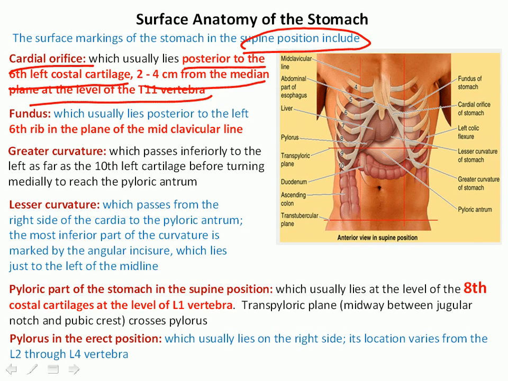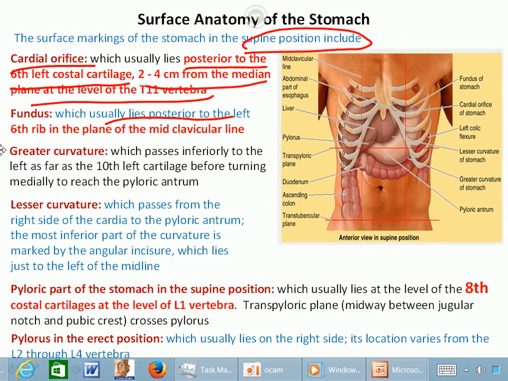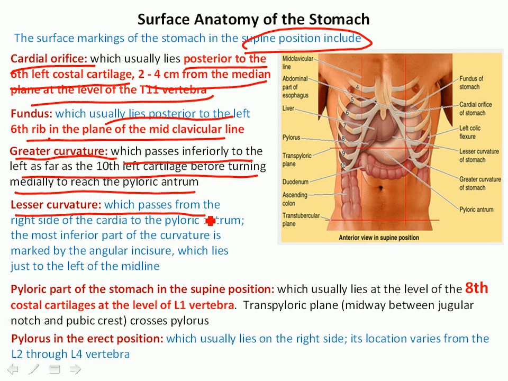Fundus. Usually it's not a big issue to find the fundus on X-rays because it contains air, so you will see a gas bubble. Normally, the fundus lies posterior to the left sixth rib in the plane of the mid-clavicular line. The greater curvature passes inferiorly to the left as far as the 10th left cartilage before turning medially to reach the pyloric antrum. The lesser curvature passes from the right side of the cardia to the pyloric antrum, and its most inferior part is marked by the angular incisure, which lies just left of the midline.